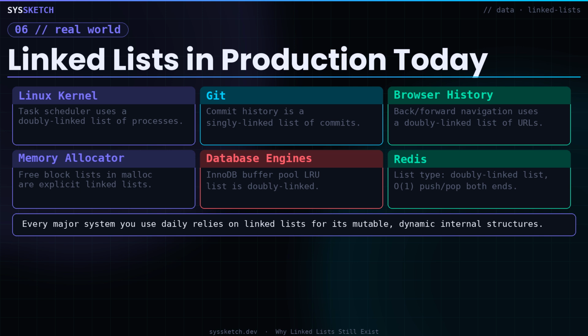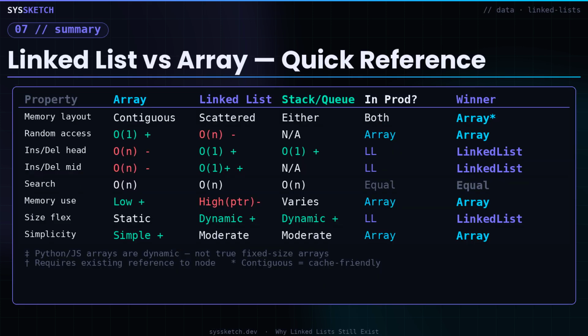Bringing it all together into a clear reference. For random access by index, arrays win decisively, O(1) versus O(n) for linked lists. For cache efficiency on sequential reads, arrays win because of spatial locality and hardware prefetching. For memory overhead per element, arrays win, there is no pointer storage cost. For insert and delete at the head or at any position where you already hold a node reference, linked lists win, O(1) versus O(n) for arrays.